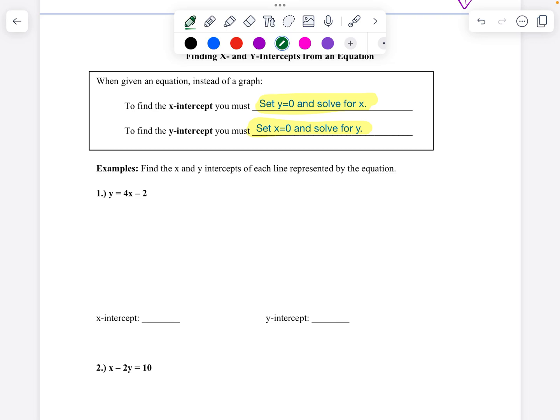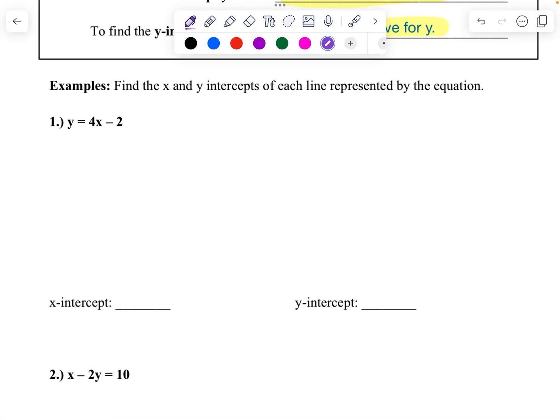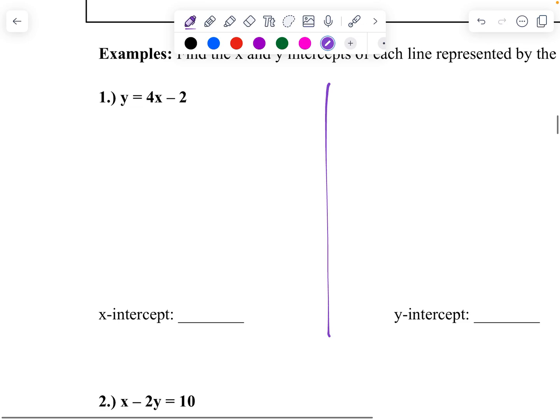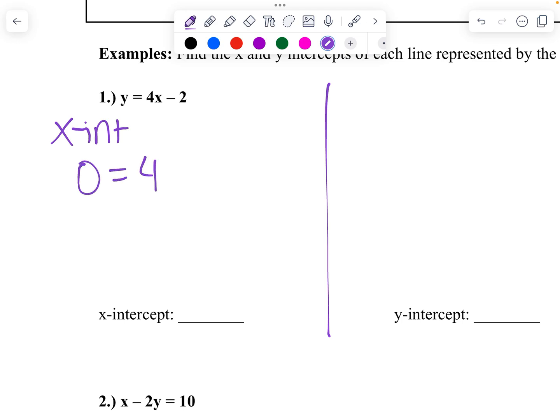So we're going to try number 1, and I'm going to draw a line in between so I have a workspace for my x-intercept and a workspace for my y-intercept. For the x-intercept, I'm just going to label this x-intercept, we're going to take our equation and replace our y with a 0, and now we're going to solve for x. We talked about solving back in Unit 1.